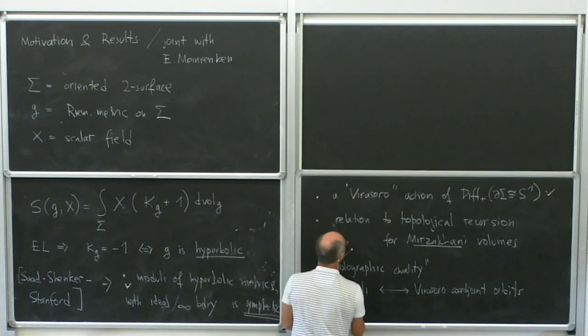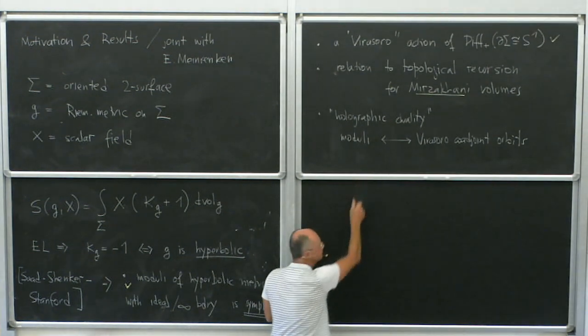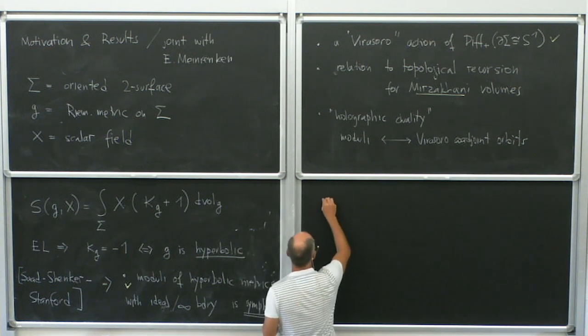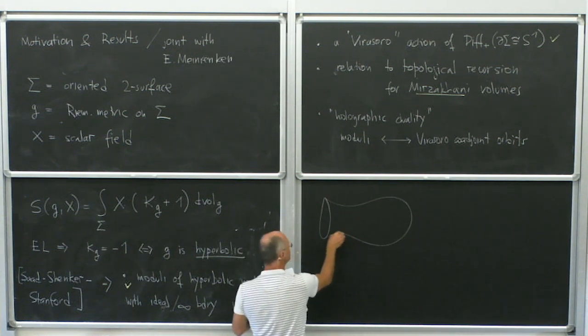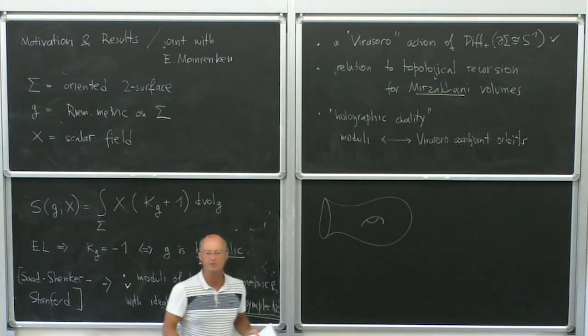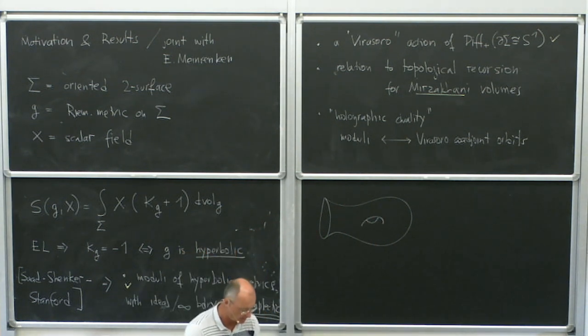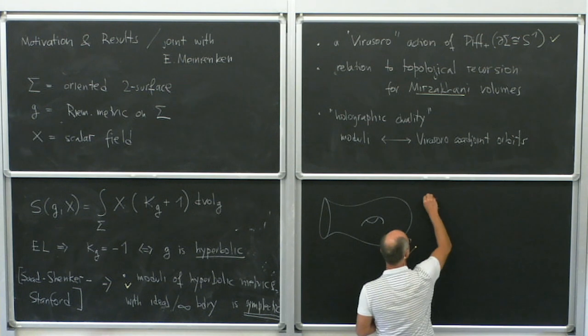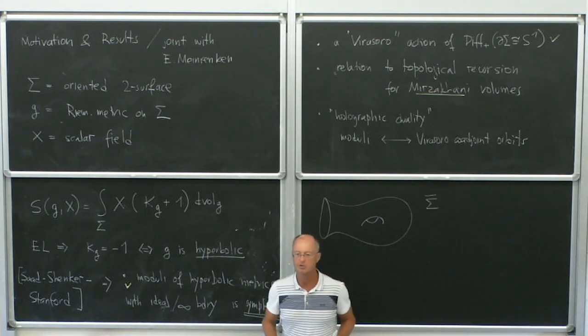So maybe let me now try to set up things in a little bit more regular way. So let's see which colors work best on the board. So we are thinking about, that's not so bad. So we are thinking about a surface with a boundary, and in a little bit perverse way, I'm going to denote this surface by sigma bar. So this is a closed surface with boundary.